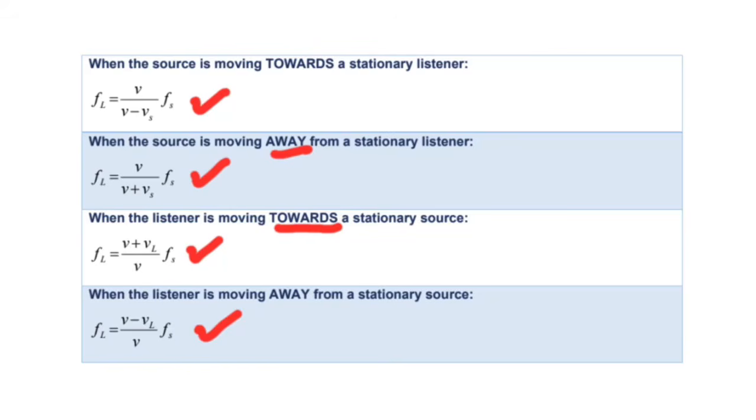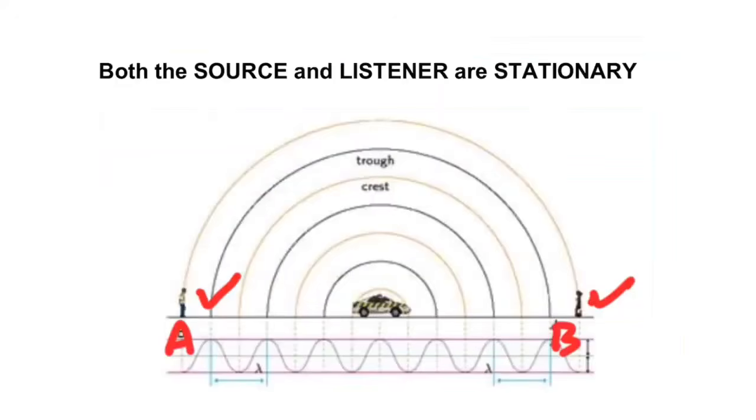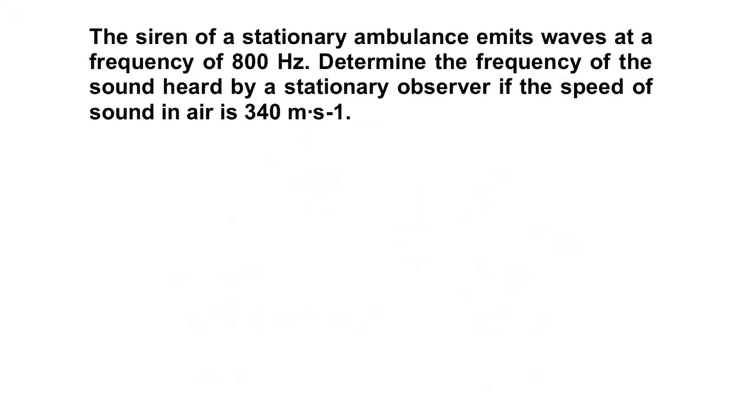Take a look at this scenario. The first scenario that we talked about. We have a stationary source and stationary listeners. And we are saying that the frequency emitted by the source is going to be the very same frequency that is observed by the listener. Take a look at this example.